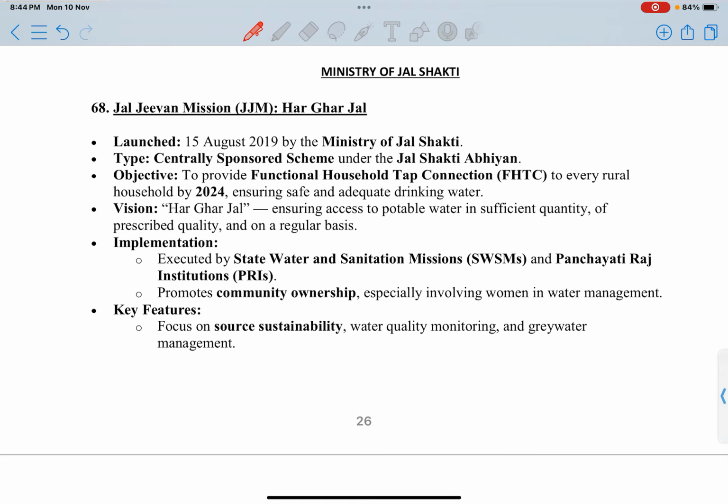Then Ministry of Jal Shakti, okay. Under this ministry, there is an important scheme, that is Jal Jeevan Mission, JJM, Har Ghar Jal Yojana. Then there is Har Ghar Jal Nal Yojana. What is this? It is launched by Ministry of Jal Shakti, centrally sponsored scheme under the Jal Shakti Abhiyan, objective to provide functional household tap connection to every rural household by 2024, ensuring safe and adequate drinking water.